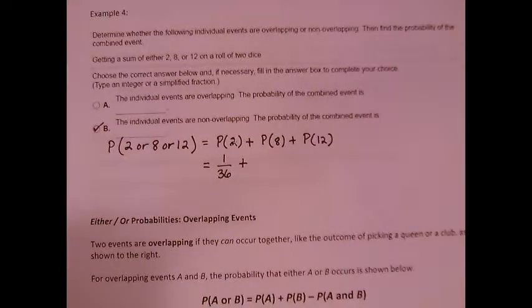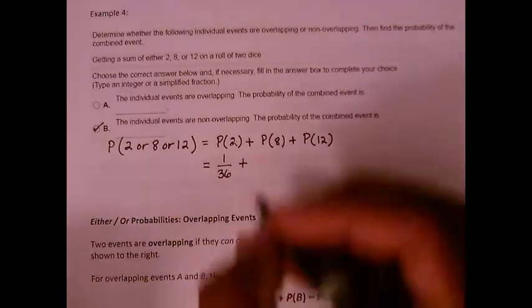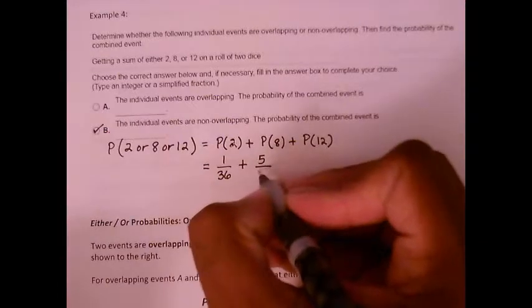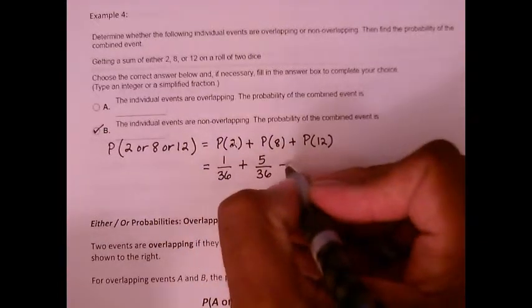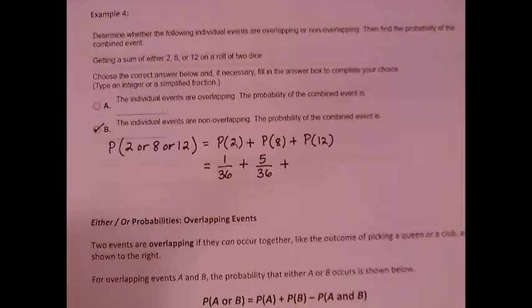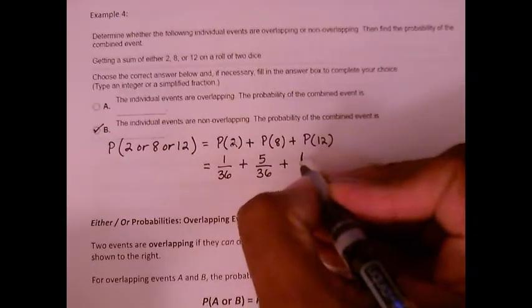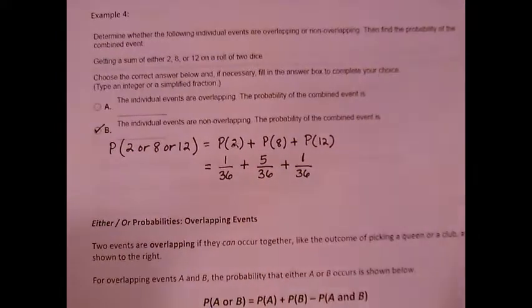Plus, the probability of getting an 8. Well, you've got to think of this. There are 5 possibilities: a 2 and a 6, 3 and a 5, 4 and a 4, 5 and a 3, 6 and 2. And that's out of the total of 36. Plus, the probability of getting a 12. There's only one way you can get a 12, it has to be 6 and 6. That's it. So that's one possibility out of 36.